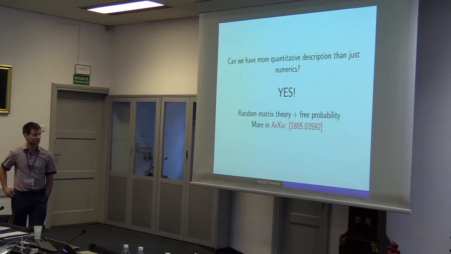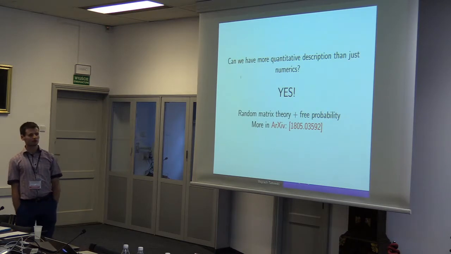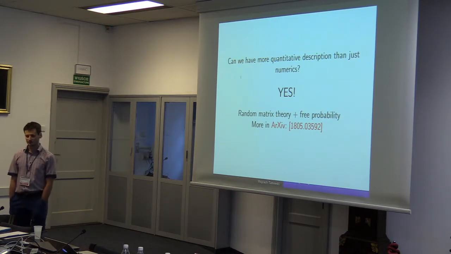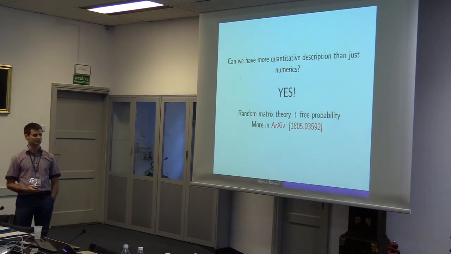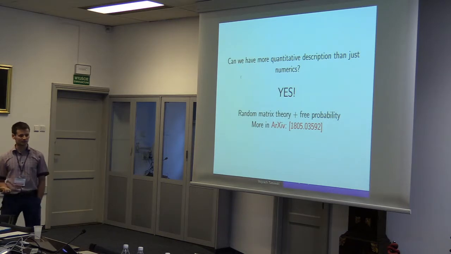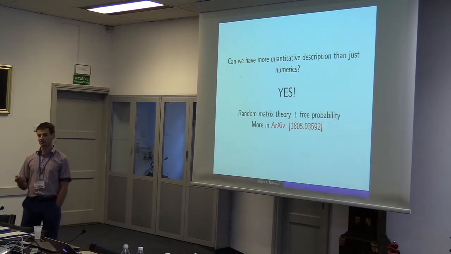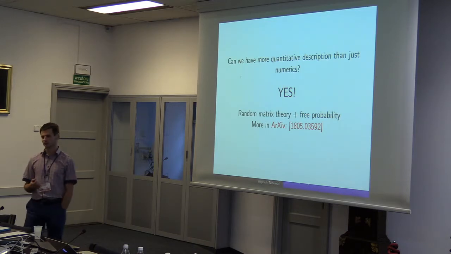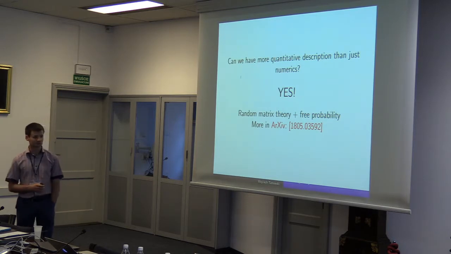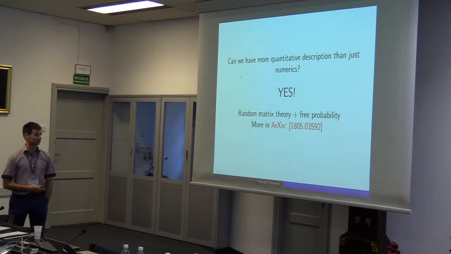Okay, so the question is whether we can say something more than just numerics, and the answer is yes. We can use some tools from random matrix theory and free probability to get some quantitative estimations on the values of this matrix of overlaps. So today I would like not to bore you with all the mathematical formulas, but rather to give a general impression. And if you're interested in the mathematical details, they are in our paper.